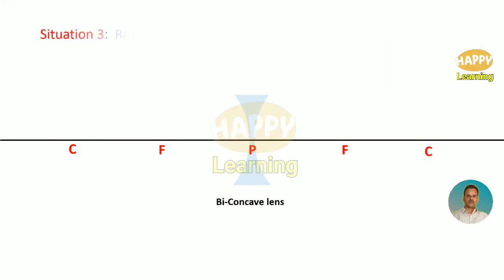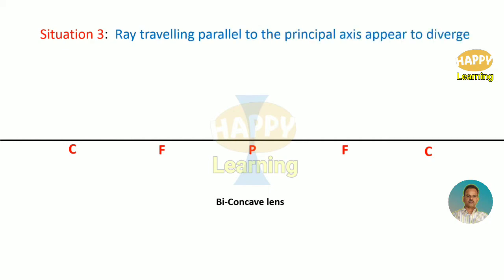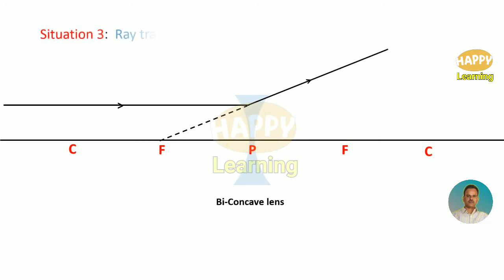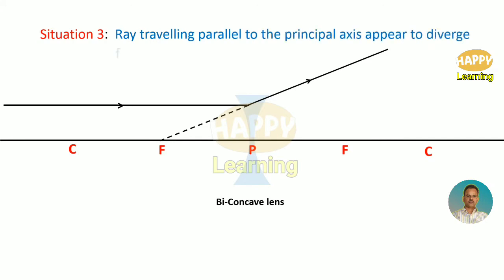Next, situation 3. Ray traveling parallel to the principal axis appears to diverge from the focus after refraction. So this is a ray parallel to the principal axis, and it diverges and it appears to have started from the focus. Because it only appears to be so, we have to use the dotted line, which is said to be a virtual imagination.